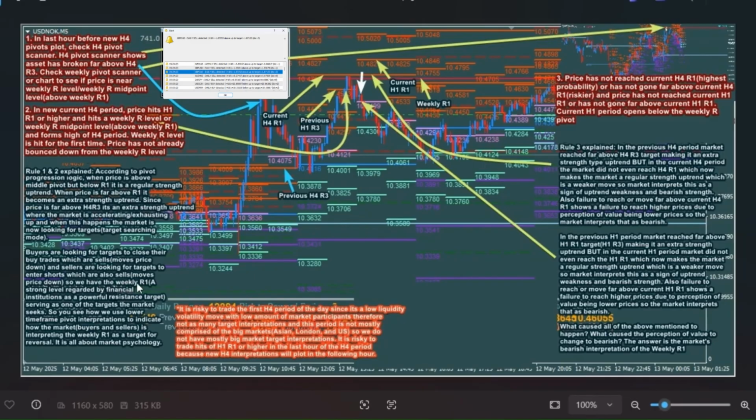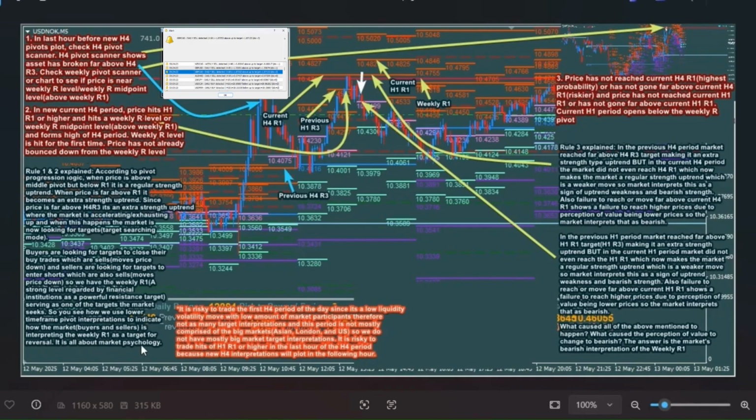So we have the weekly R1, a strong level regarded by financial institutions as a powerful resistance target, right here, this weekly R1, serving as one of the targets the market seeks. So you see how we use lower time frame pivot interpretations to indicate how the market, buyers and sellers, is interpreting the weekly R1 as a target for reversal.